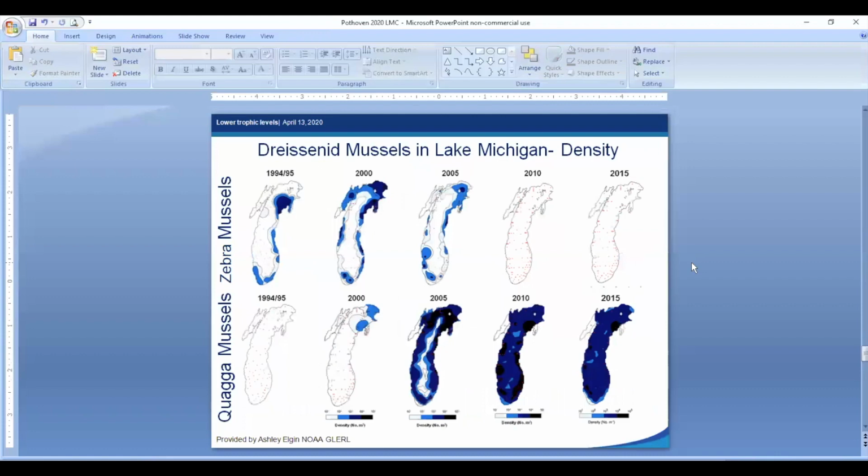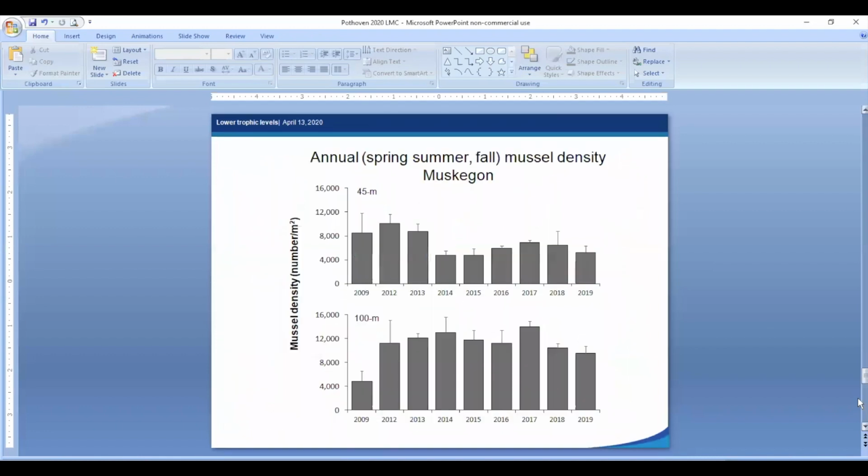Next, looking at the Dreissenid mussels, this isn't new data, but again, just to remind everyone that there are a lot of mussels in the lake, and also that we are due for our lake-wide survey in 2020, although we don't know where that stands right now. There is work that goes on looking at mussels every year, though, and this is just an example. Every year, three times a year, we collect mussels at the Muskegon stations.